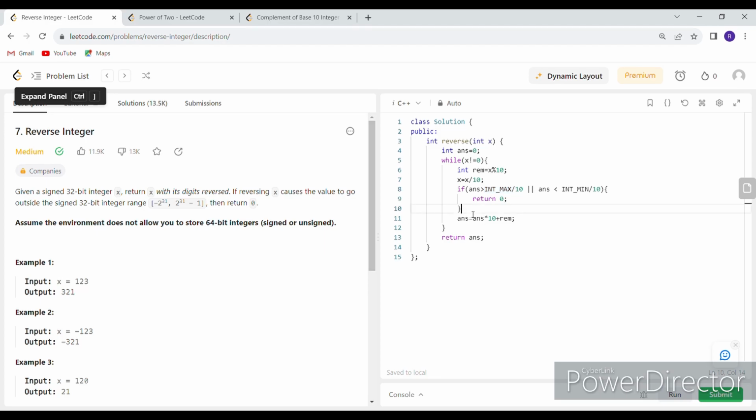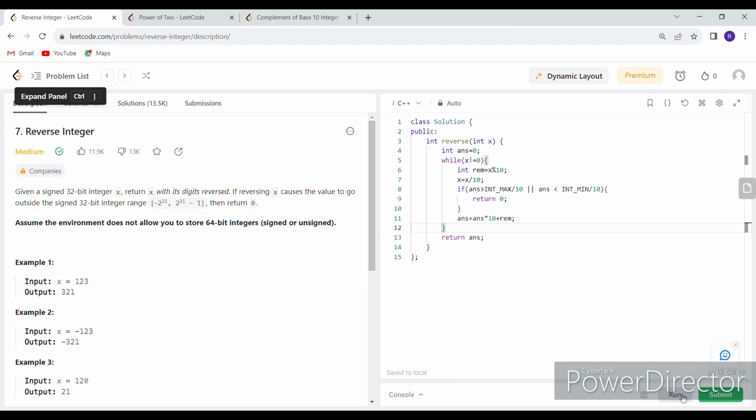So we are beforehand checking it and immediately returning 0 if any of these conditions is getting true. If it is not getting true, we are executing the statement and then again moving up, and we will keep on doing it until the given number is still greater than 0. So this is about the code of reverse integer.